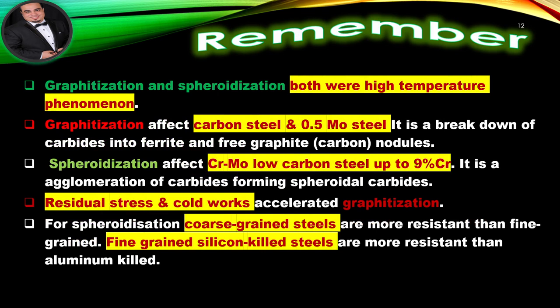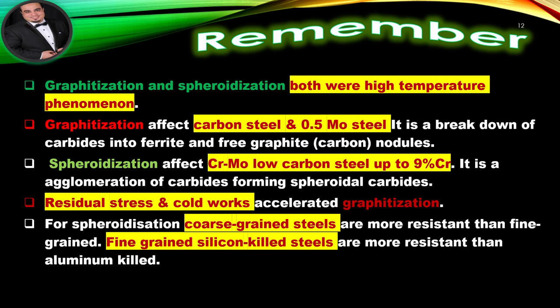Remember the differences between graphitization and spheroidization. Graphitization and spheroidization are both high-temperature phenomena. Graphitization affects carbon steel and half-molybdenum steel. It is a breakdown of carbides into ferrite and free graphite nodules. Spheroidization affects chromium-molybdenum low-carbon steel up to 9% chromium. It is an agglomeration of carbides forming spheroidal carbides.